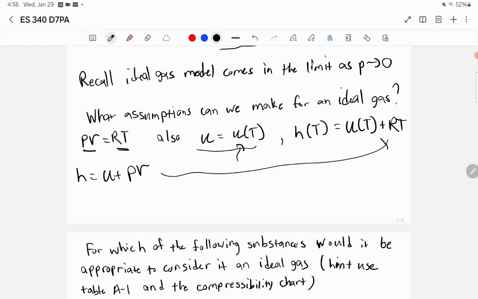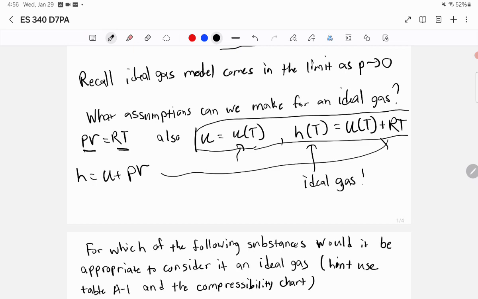So for an ideal gas law, these things are also true. Okay, now you can't take these to be true in general, but these things are true for the ideal gas law.